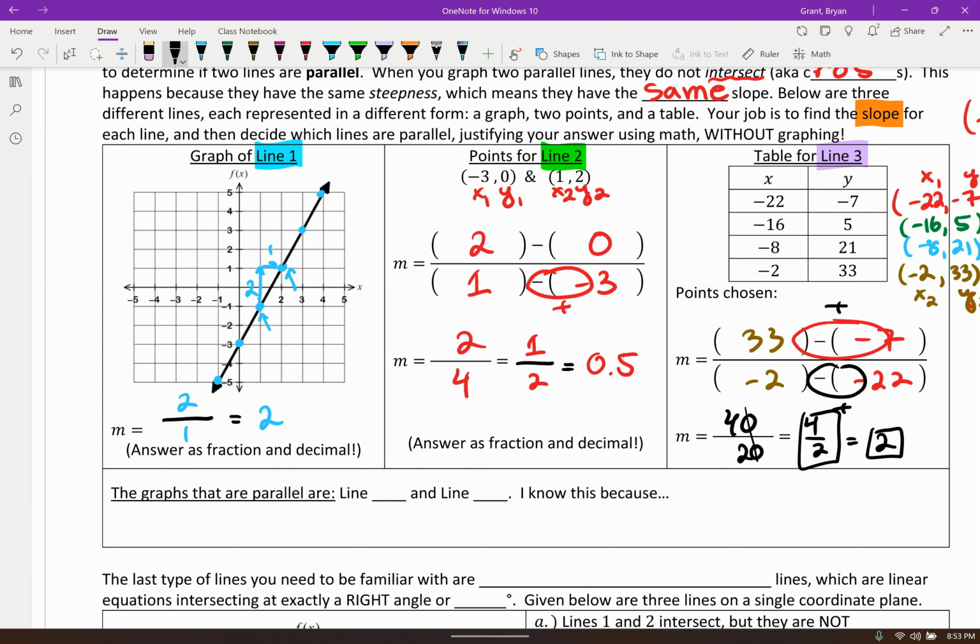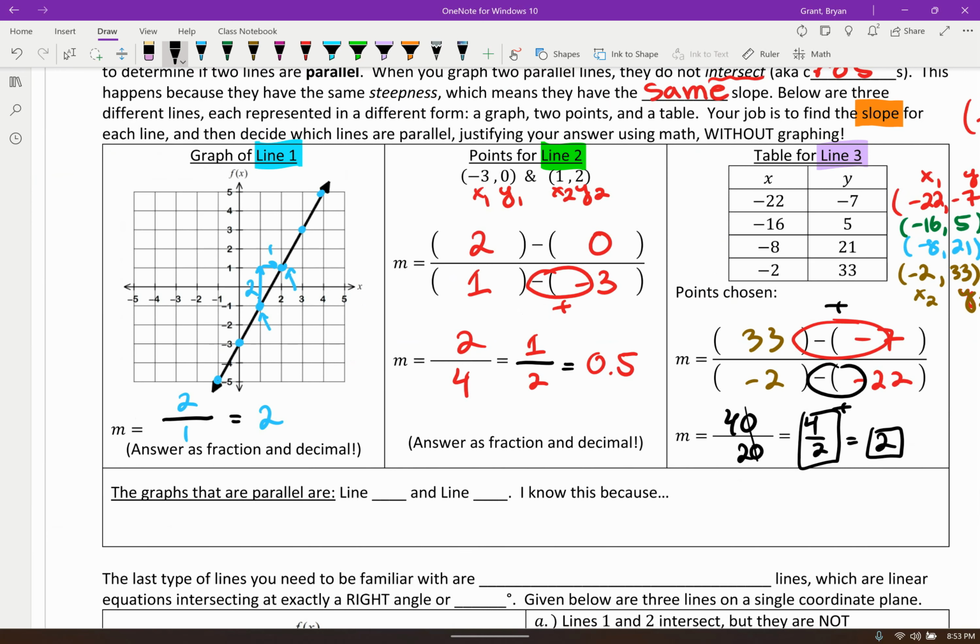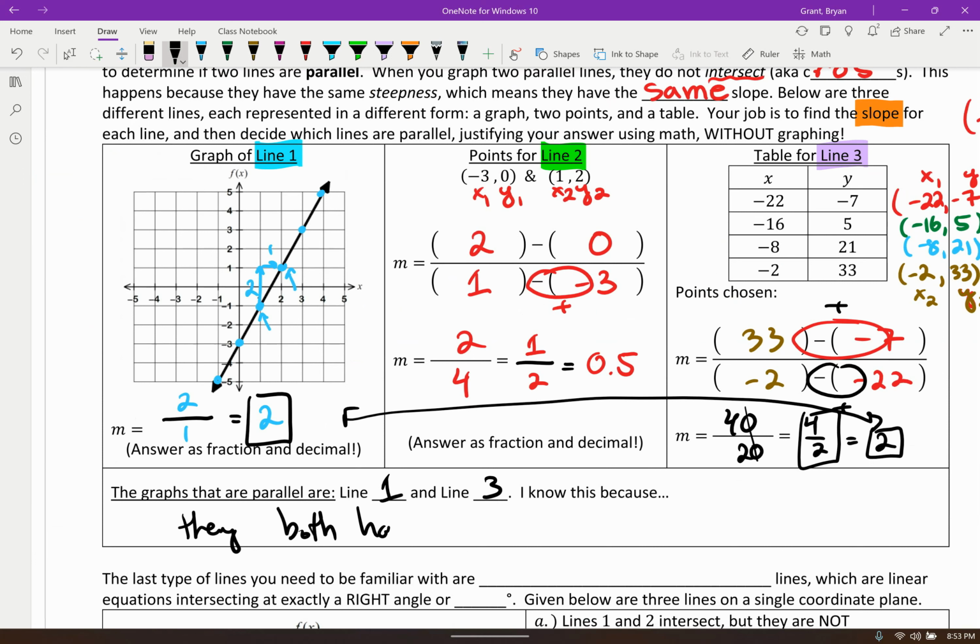All right, let's answer our question. The graphs that are parallel are, let's see, where are the slopes the same? Aha! I think line 1 and line 3 have the same slope. So it's got to be line 1 and line 3. I know this because they both have the same slope, m equals 2. That's all we need for parallel lines, same slope.